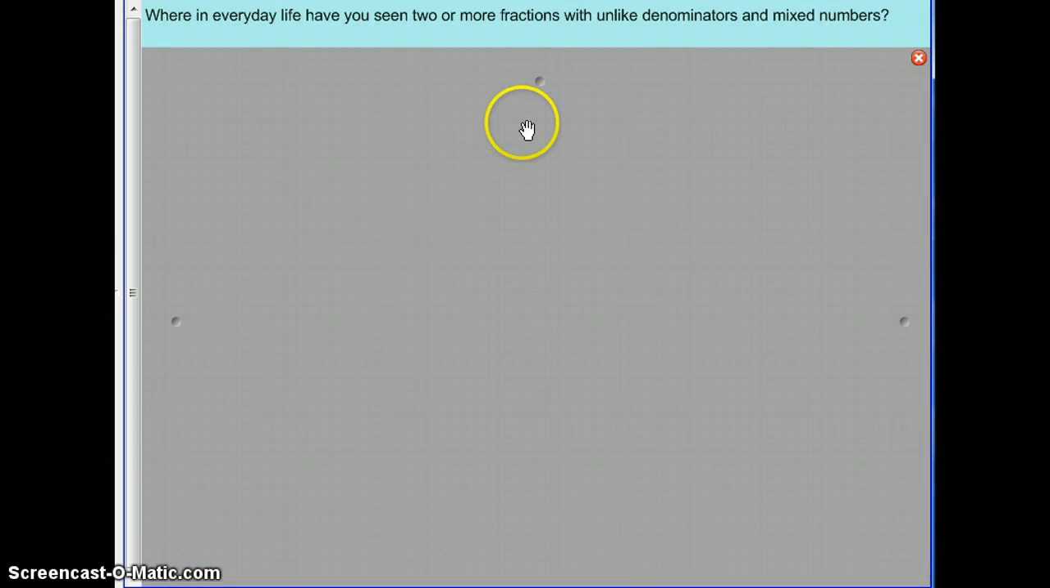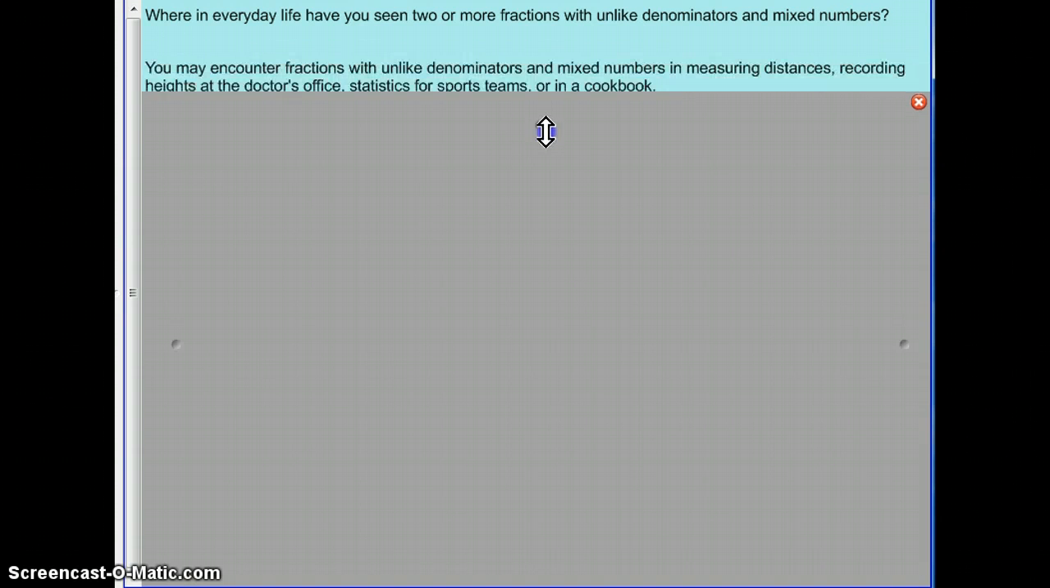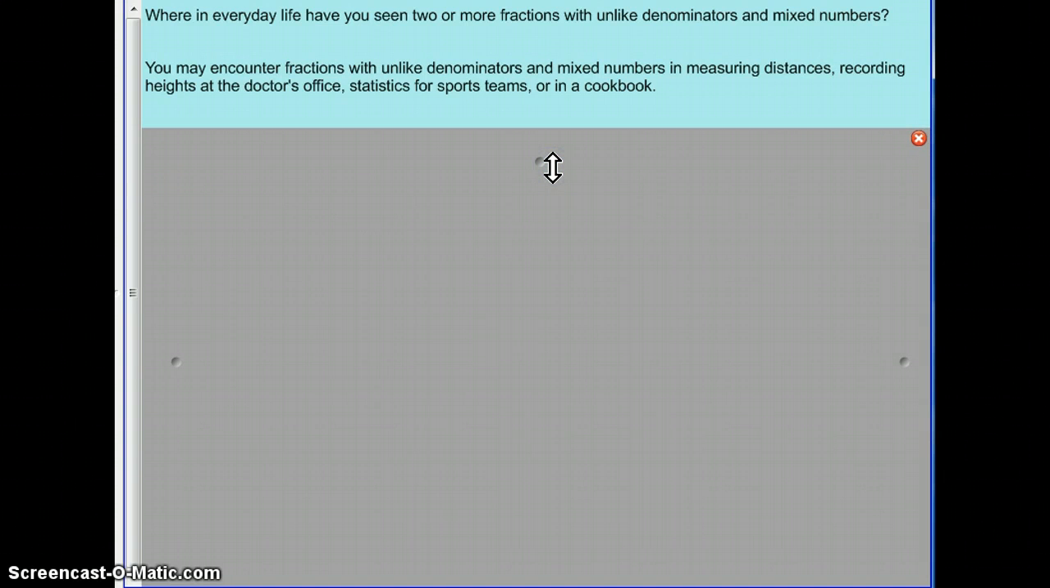Where in everyday life have you seen two or more fractions with unlike denominators and mixed numbers? You may encounter fractions with unlike denominators and mixed numbers in measuring distances, recording heights at the doctor's office, statistics for sports teams, or in a cookbook.